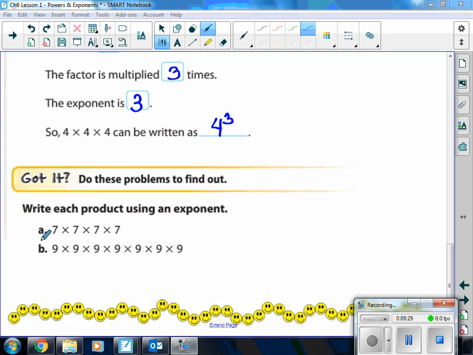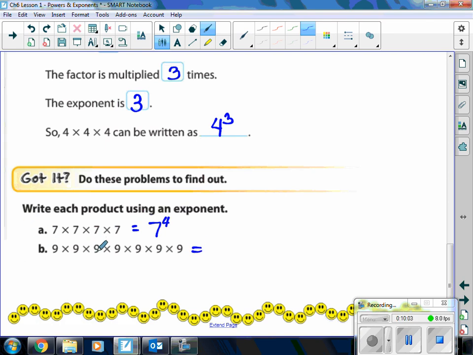Very good. So for the Got Its, please make sure you write down your original problem. Here for problem A, we have 7 times 7 times 7 times 7. Okay? So what's my base going to be? 7. The base is the big number that we're multiplying times itself, right? And now, how many times did we multiply 7 times itself? 4. So 4 is going to be the exponent. So this is going to be 7 to the 4th power.